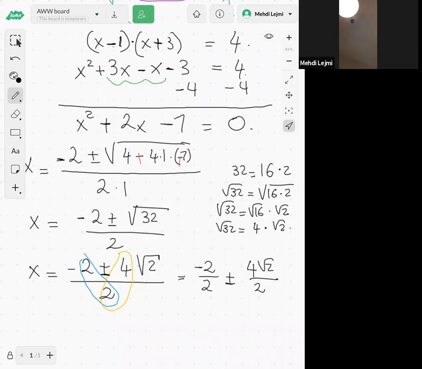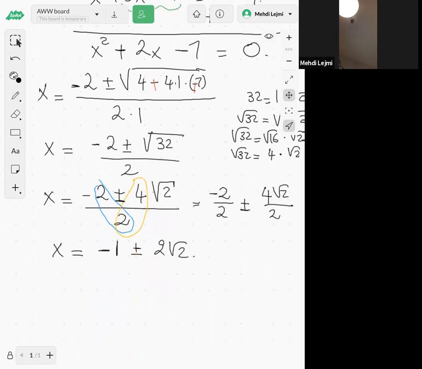Yes, Lorden, absolutely. So then x would be minus 1 plus or minus, so 4 over 2, that would be 2, so 2 square root of 2. So we have two possible solutions, right? Minus 1 plus or minus 2 square root of 2.